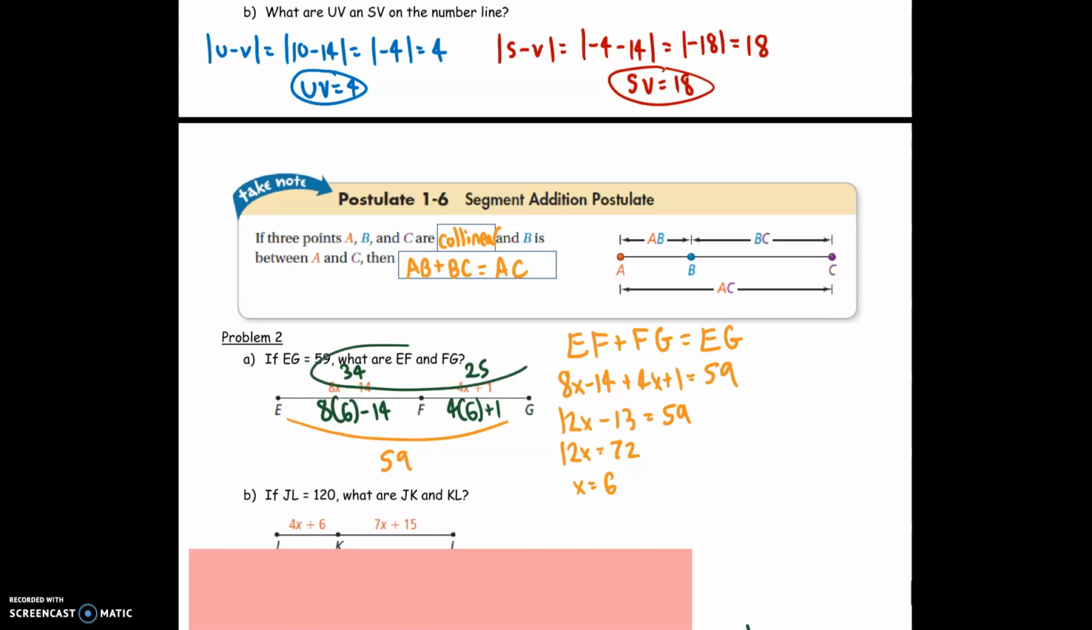It's also good to check and just make sure that those individual segments added together give us our entire length from E to G, which it looks like it does. 34 for EF, 25 for FG. That's going to add together to get 59 total for the segment.